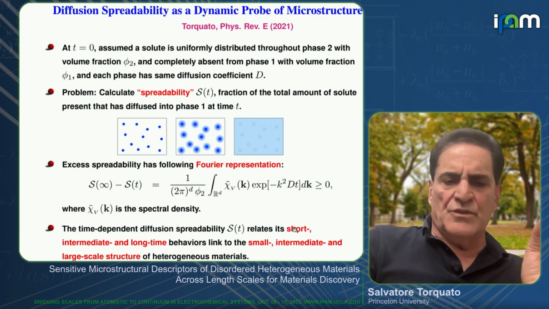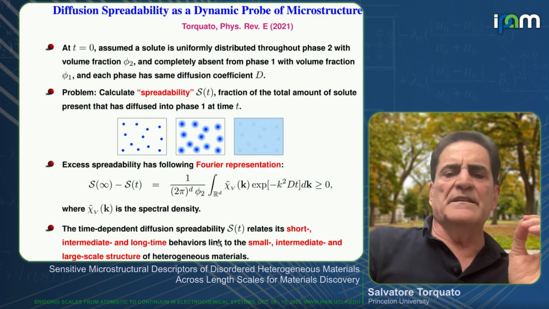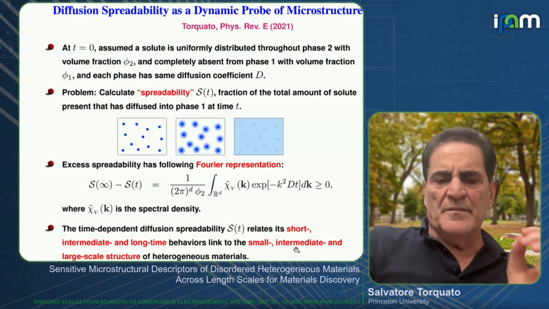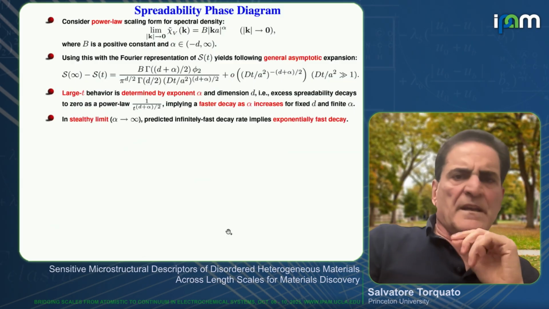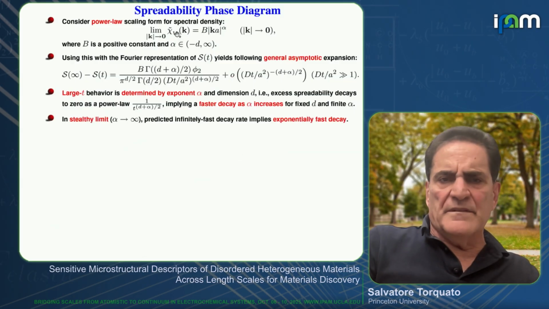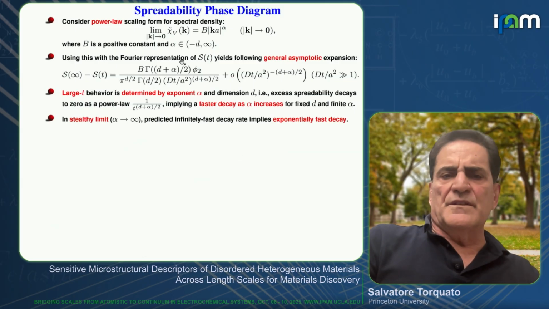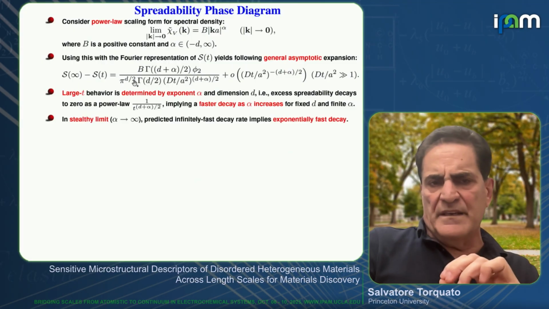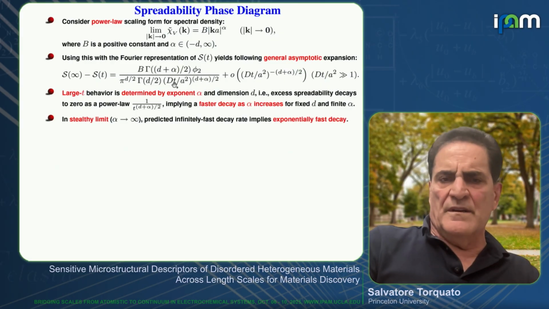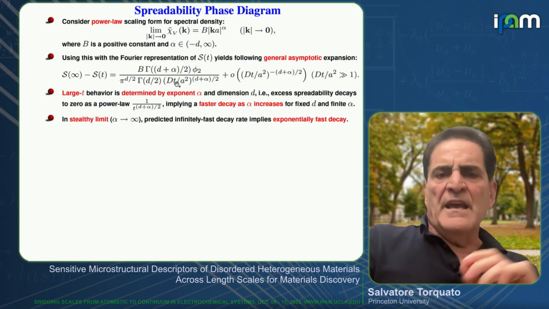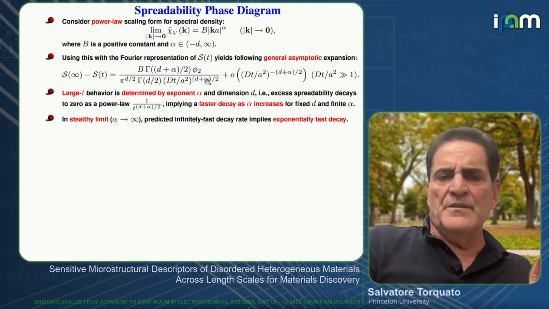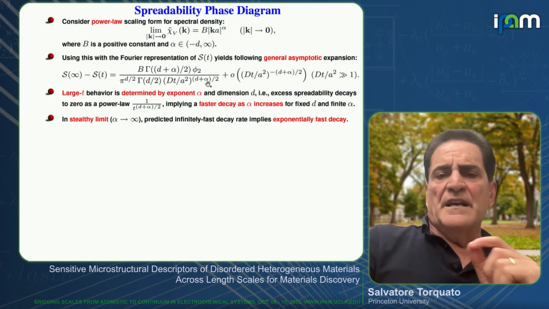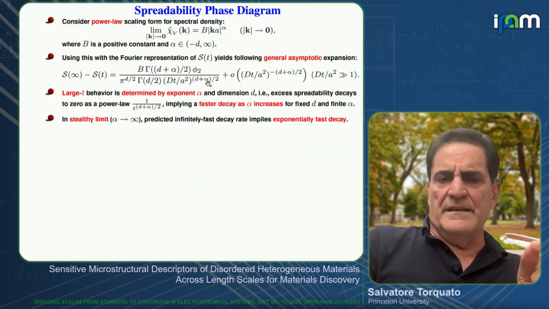it gives you, at short, intermediate, and long time, a link to the small, intermediate, and large scale structure of heterogeneous materials. In fact, if you have a power law behavior for the spectral density, you can show that this in turn leads to large time behavior that's also power law in the time. And from the way that it behaves for large time, because it is a power law, the exponent alpha is embodied in that, okay?